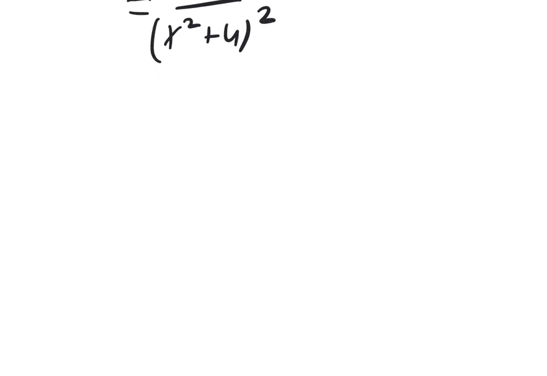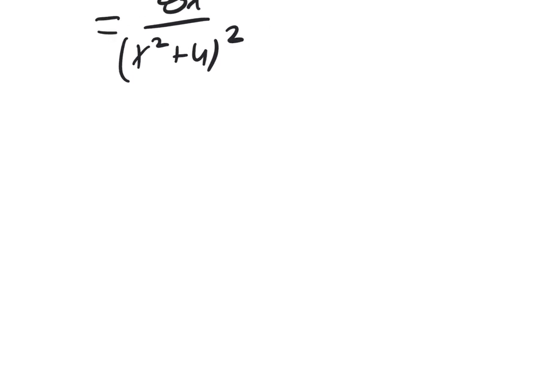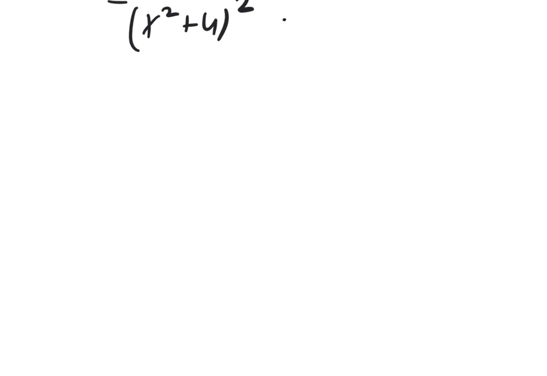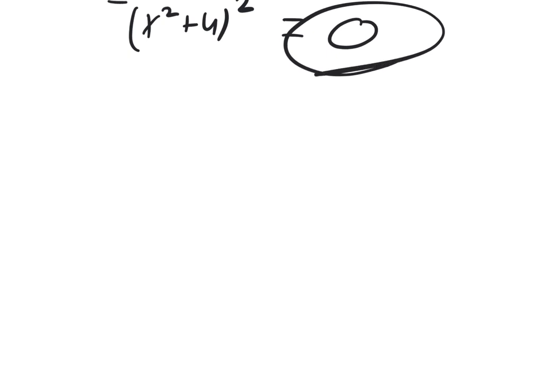And we don't even have to find the denominator because we know the relative minimum is at 0. So no matter what it is, anything times 0 is going to be 0. So 0 is your solution.